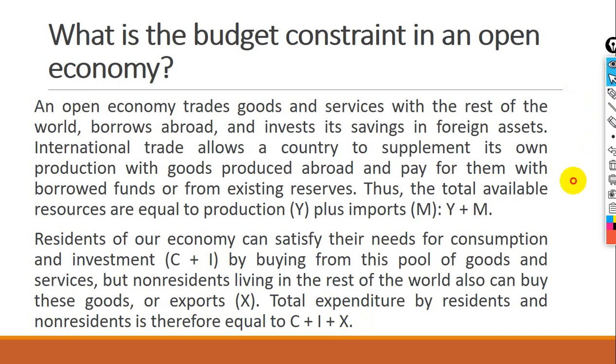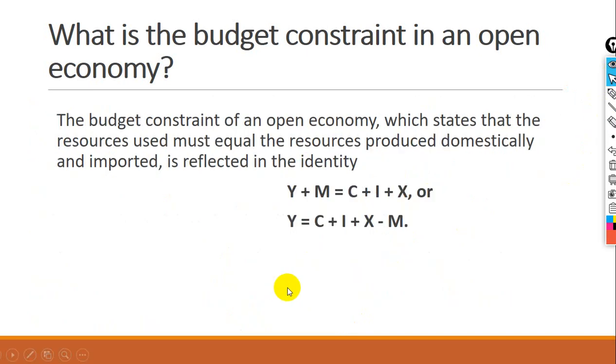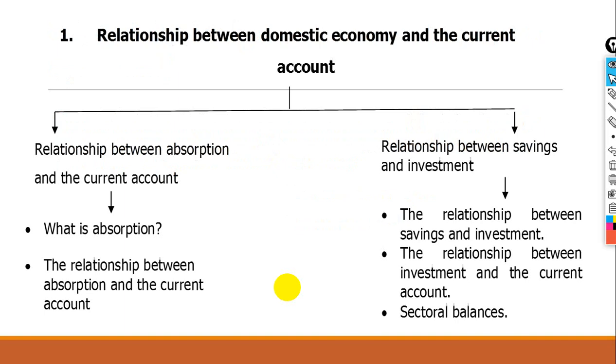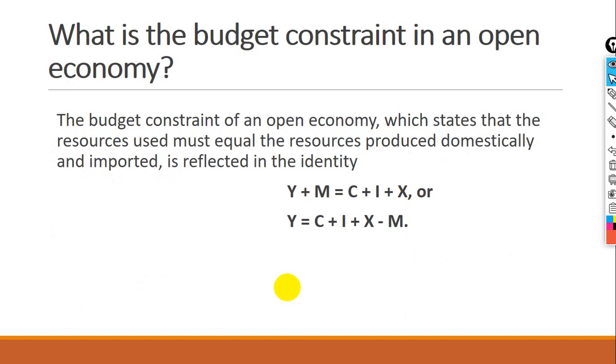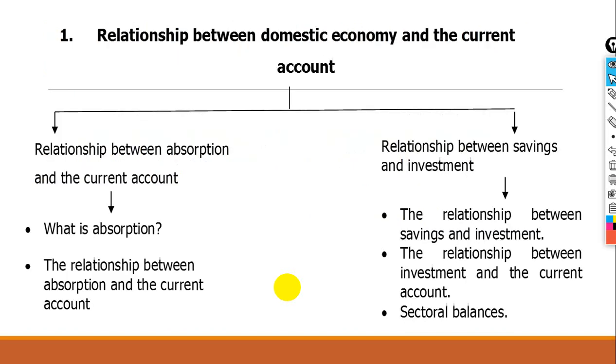So the budget constraint in case of an open economy can be written as Y plus M, which is total resources, equals C plus I plus X, which is the use of resources. By rearranging the equation, we can write it as Y equals C plus I plus X minus M. Now we would like to understand this equation in more detail. First, we would like to know the relationship between the domestic economy and the current account.